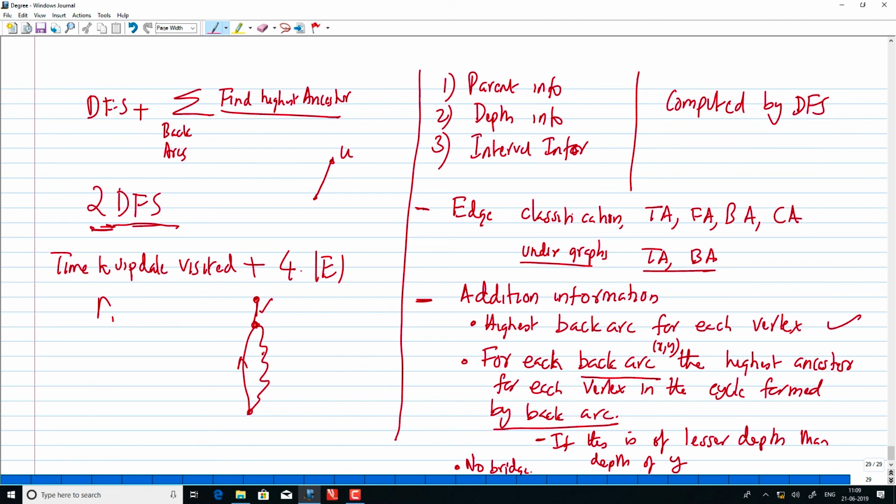Then when the function call returns from here, it increments time once. So that is 2 times. But this vertex also will probe U once. Time will be incremented once. But it will discover this is visited, so it will return here. So time is incremented for every edge 4 times. So therefore it is 4 times the total number of edges. So therefore the running time is n plus 4 times the total number of edges.